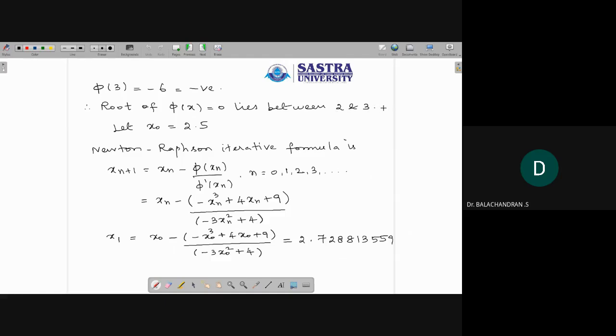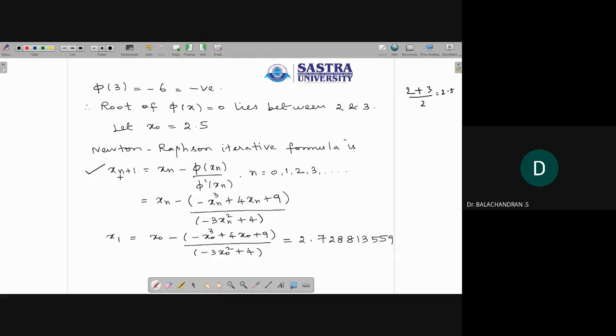Now I am taking the initial approximation as the average of these two, that is 2 plus 3 by 2, that is 2.5. Let us take the initial approximation of the positive root as x naught. This is the initial approximate root. I am taking 2.5. Now this is the Newton-Raphson iterative formula.